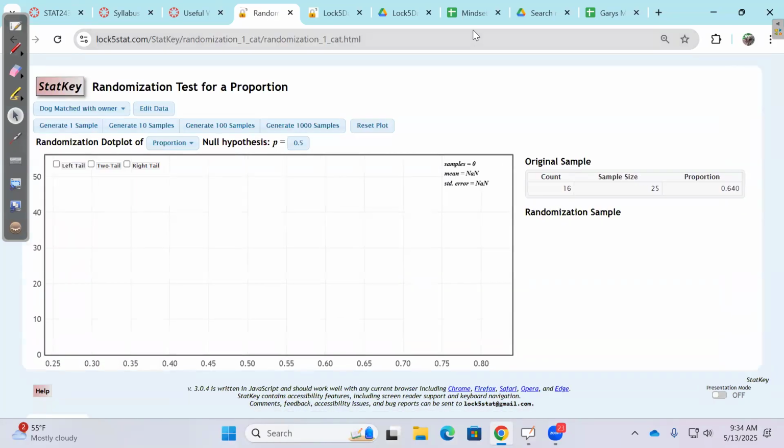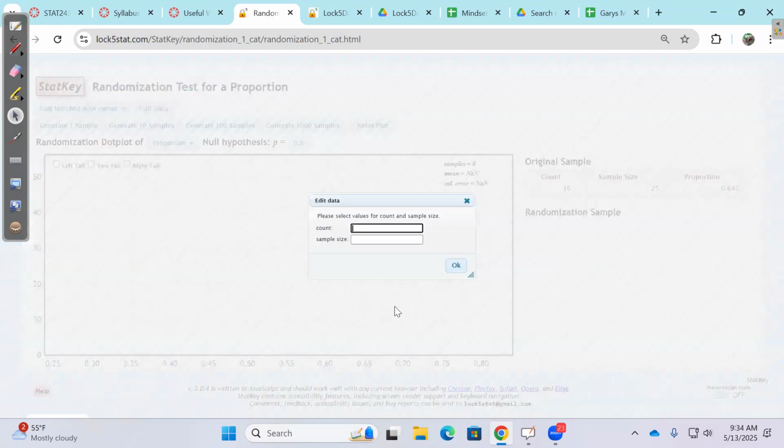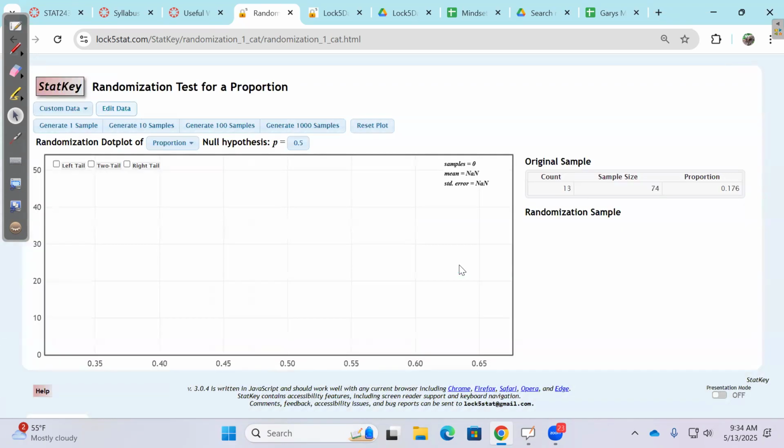Okay, so again, hypothesis test for proportion. Now this one's a little easier. We don't need all of the data, we just need the counts that I mentioned. So we're going to edit the data. And the count for this was 13 of the maids had a BMI of 30 or higher, out of a sample of 74 maids we have BMI measurements for. And if I hit OK on that, I should get that 17.6% that I stated earlier. So that confirms what I had in my spreadsheet.